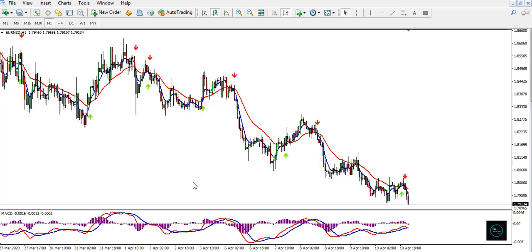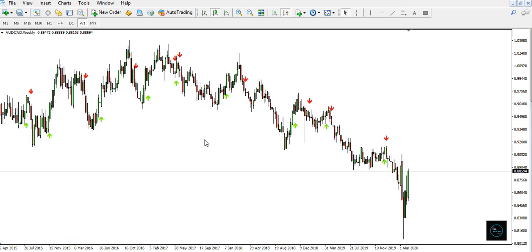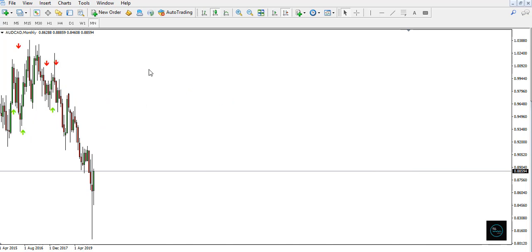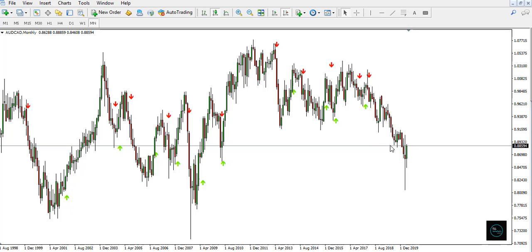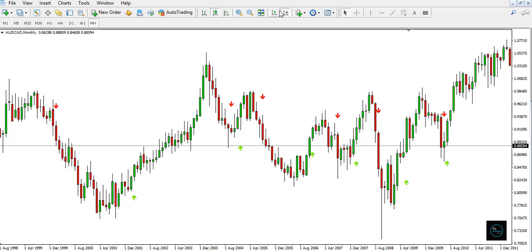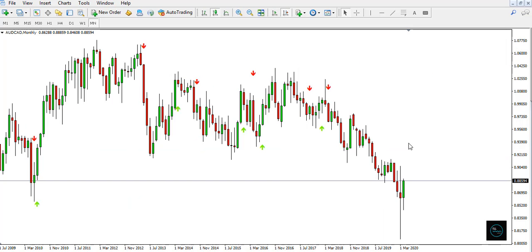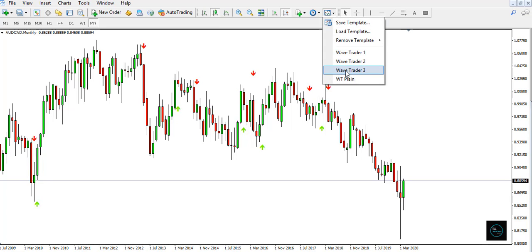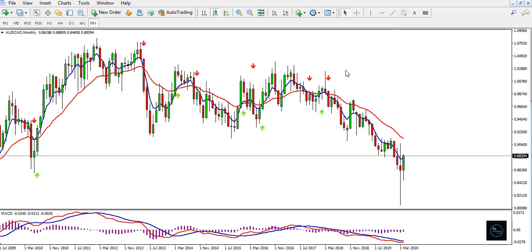So let's look at the last pair we are going to talk about today. This is the Aussie card. Now I'm on the monthly chart. You can see that we are in a very steep downtrend, but what's happening right now is we are just in a rally. We had a beautiful spinning top here, so it's possible that the trend is thinking of changing direction. For this one, let's go to the indicators so that we can see what's happening.